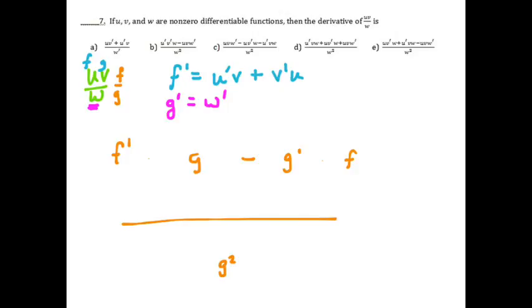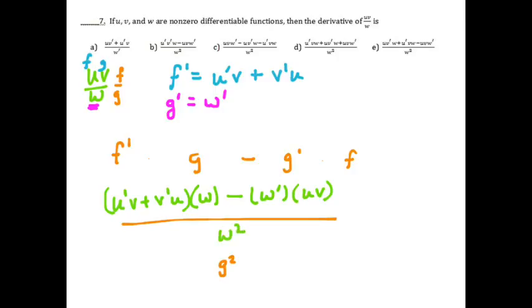So our f prime is u prime v plus v prime u. All of that is f prime, times g, which is w, minus g prime, which is w prime, times f, which is just u times v. And then over g squared, that of course would be w squared. And if I look up at my answer choices, I don't see anything that looks exactly like that.